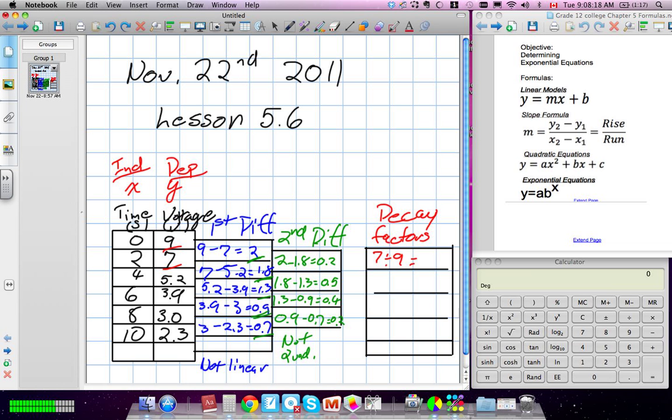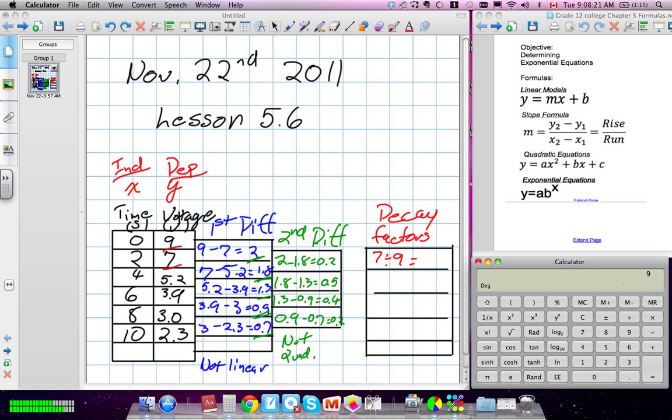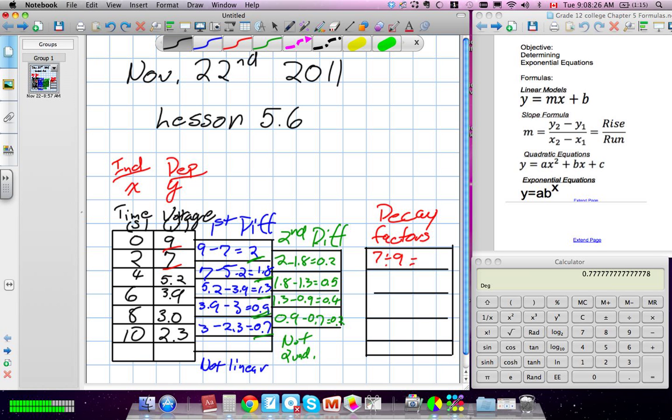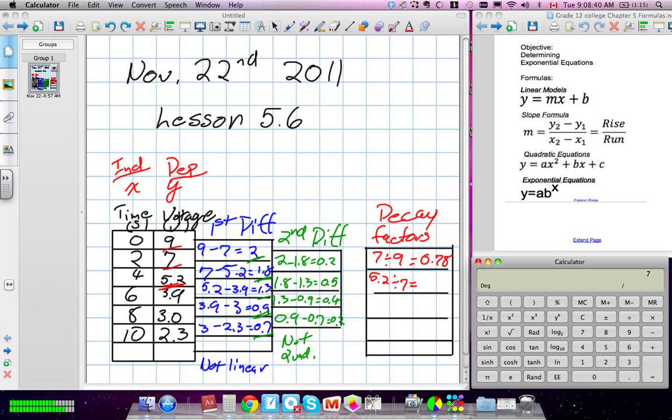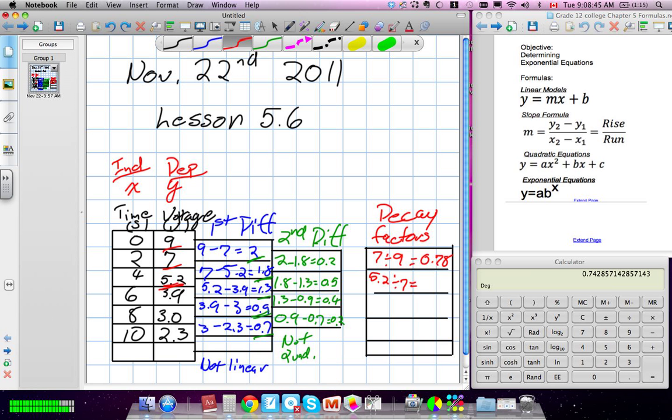So our very first one is 7 divided by 9. And we get 0.7 repeated. Okay, so we get roughly 0.7, maybe 0.8, we'll round it to. The next one, I divided 9 by 7. So now again, I'm going to do the bottom number by the one above it, 5.2 by 7. 5.2 divided by 7, 0.74.